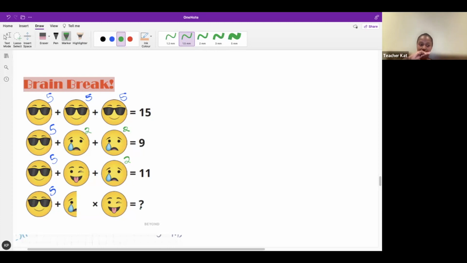Next one. Cool face, a silly face, plus crying face is 11. So how much is silly face? 5. Let's see. No, 5, 4. 6, 7. Yes, it's 4. Beautiful. So this is 4. Now we have a problem here. This crying face is half. Do you see that? Yeah, I see that. So then how much is the half of a crying face? It's going to be 1. Okay, let's see. So then we have 5 plus 1 times 4. How much is that? 6 times 4.